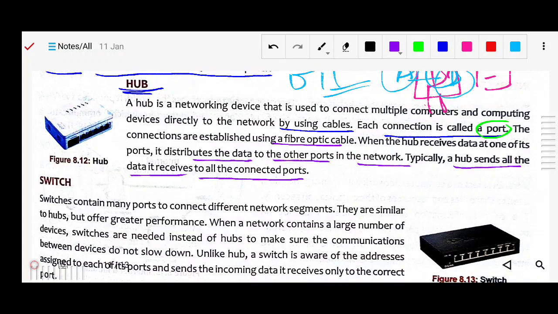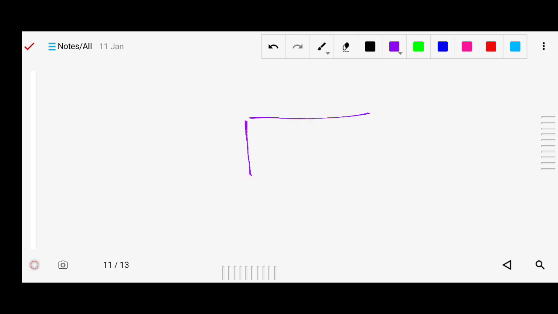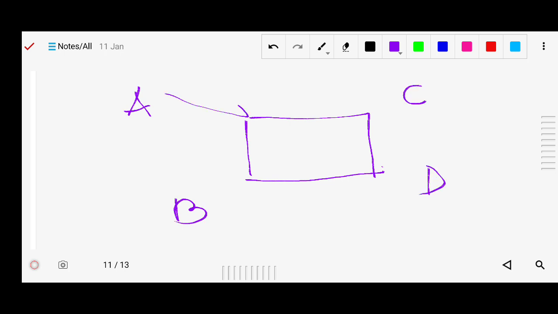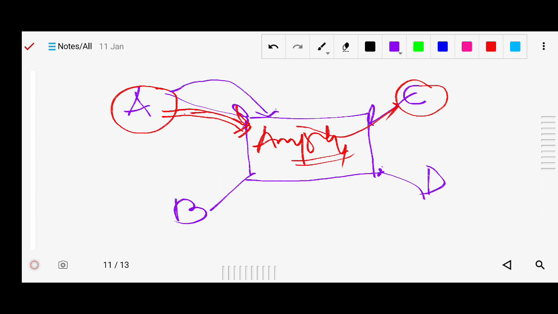So how does this hub work? You can understand from a simple diagram. Suppose there is a computer A, here is B, here is C, and this is D, all connected with the hub. Suppose A has sent some signal with a message, and it has to go to B. Whatever signal the hub receives, it will amplify, meaning a little improvement, and send it on to C.